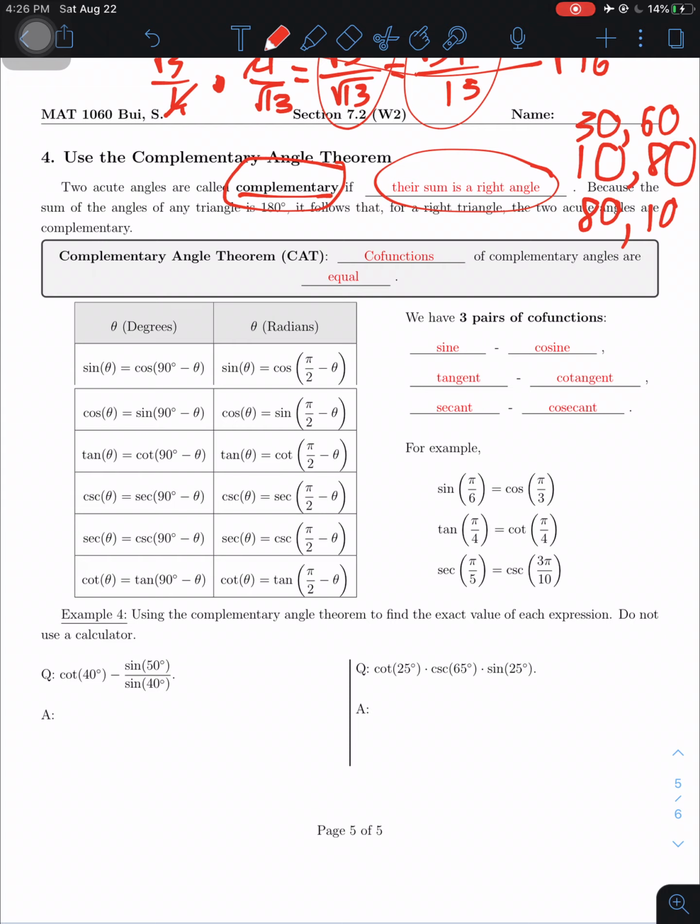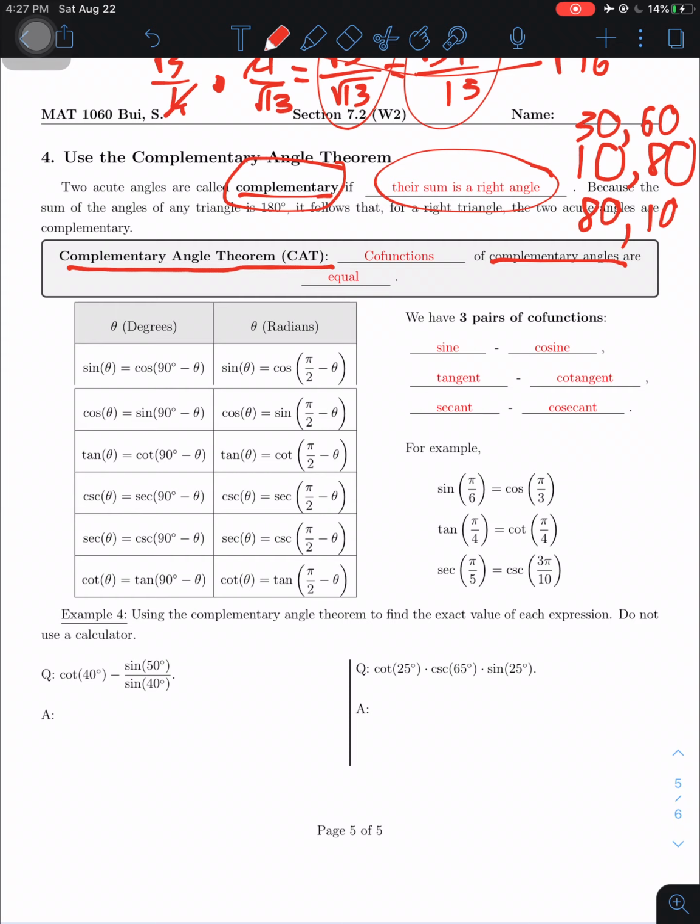And here's the big theorem, the complementary angle theorem, or I call it CAT. This one you're going to see on a test, so don't be surprised if you see CAT. It doesn't mean cat and dog. It's just the complementary angle theorem. It says that cofunctions of complementary angles are equal. Alright, let's break it down here. We know what complementary angles are. They are just two angles that add up to 90, right?